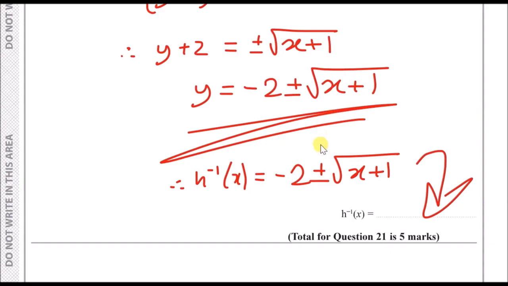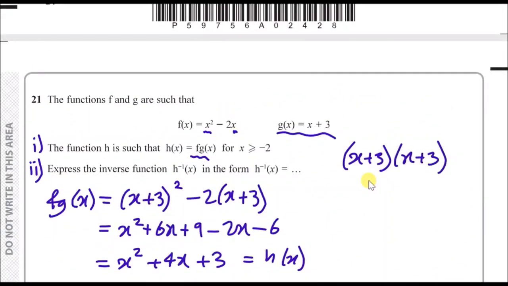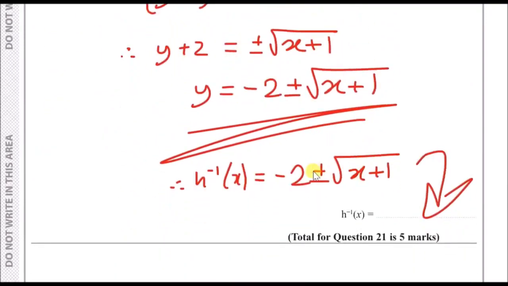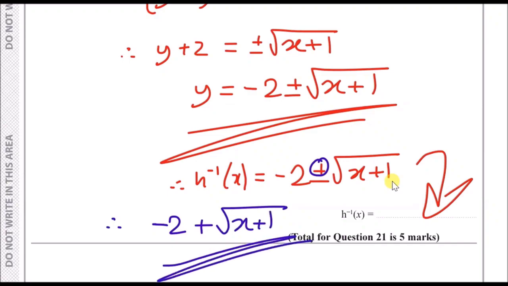And a little side note, guys, because it tells us that x has to be greater or equal to minus 2, this means that the result can only be one of them, and it's going to be the positive answer, because if you subtract it, you'll probably get a smaller answer. So therefore we just say the final solution is minus 2 plus root x plus 1. And yep, this is it.